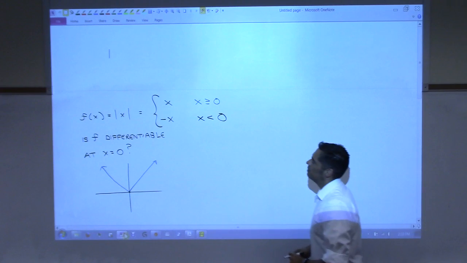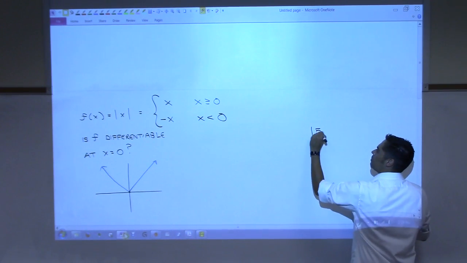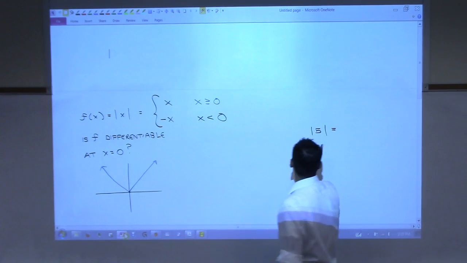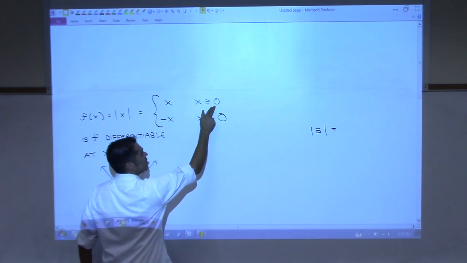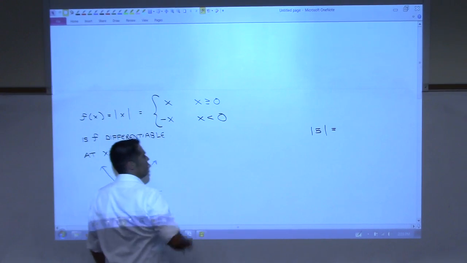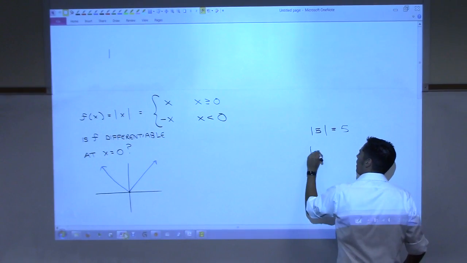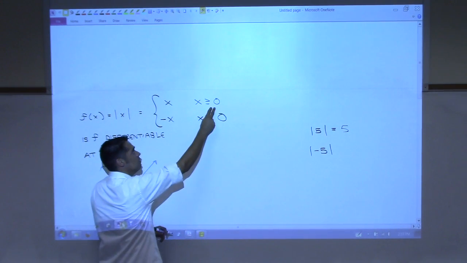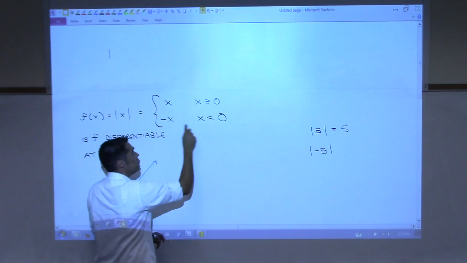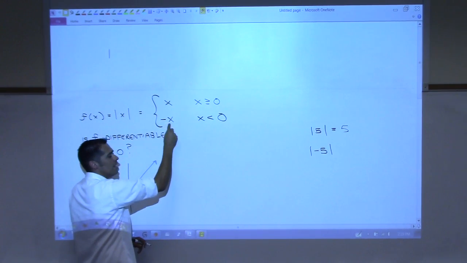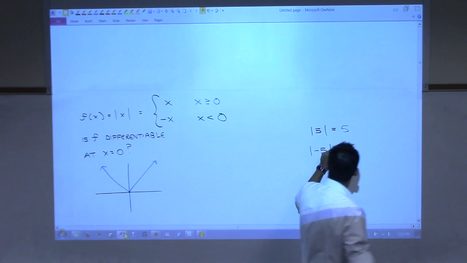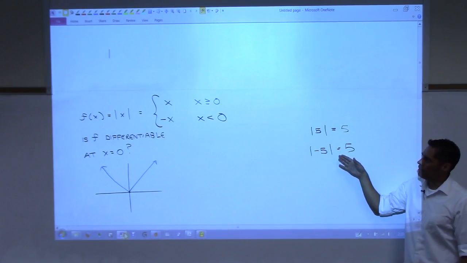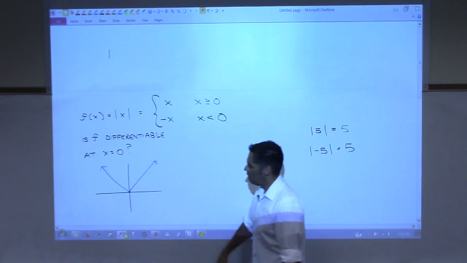Let's just see if that works. What's the absolute value of 5? We all know it's 5. Is 5 bigger than 0? Yes, so the answer is 5. Let's try the absolute value of negative 5. Is negative 5 bigger than 0? No. Is negative 5 less than 0? Yes. So plug negative 5 into negative x. What's negative negative 5? Positive 5. So this would spit out 5. That's what the absolute value function does. You're with me? Okay.